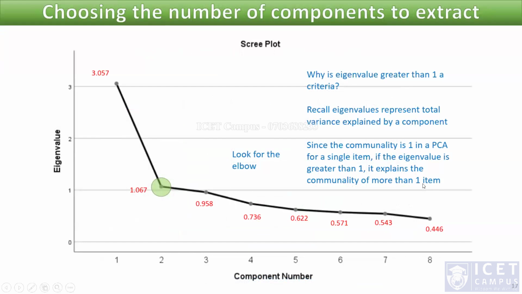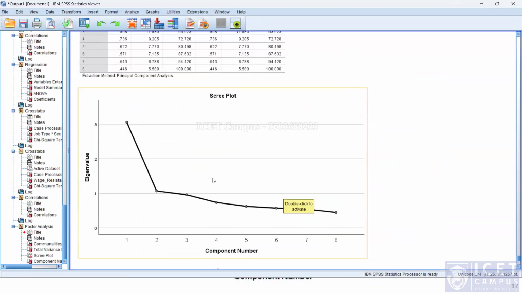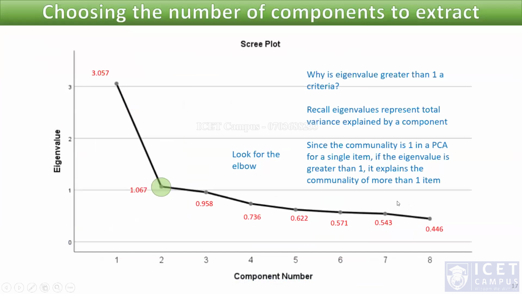And the scree plot. Here we can take this scree plot. Why is eigenvalue greater than 1 used? Since communality is 1 in principal component analysis, for a single item, an eigenvalue greater than 1 explains more variance than a single item.